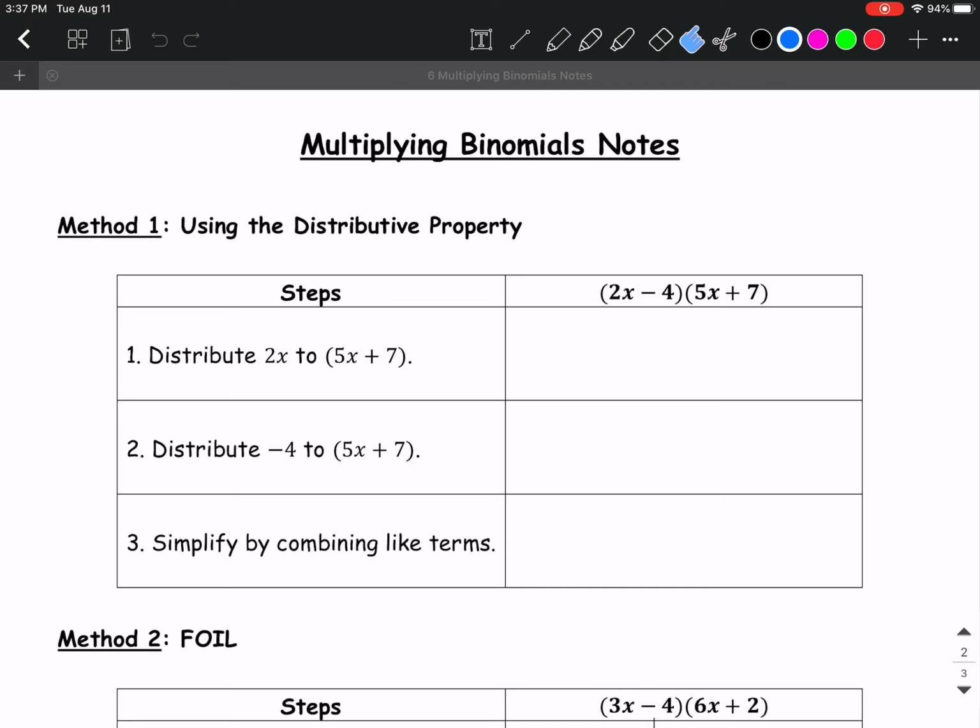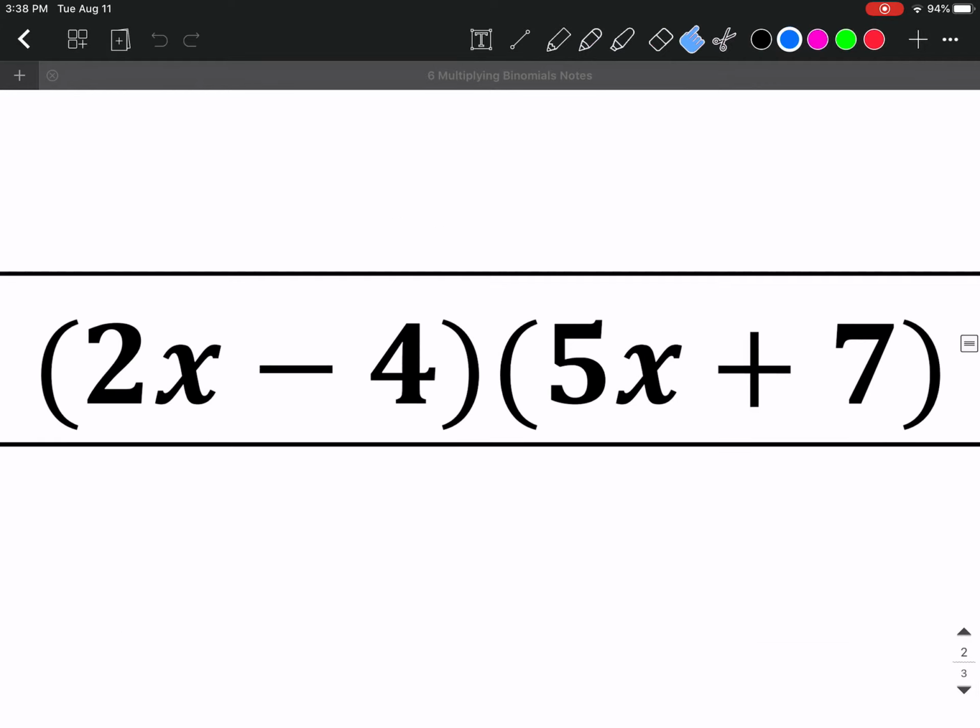So here's the first method. The first method uses the distributive property. Okay, so what we have to do is we have to take this first term 2x.